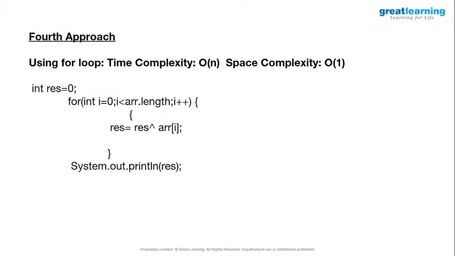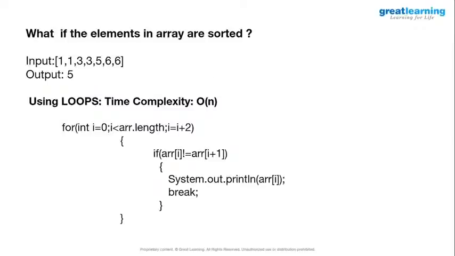So now, what if these array elements were already sorted? We used the earlier approach: when we sorted, we looped around and checked the first element with the second element. So 1 is compared with 1, 2 with 2, then 3 with 4. That's how we found out that this element is not repeated. If the array elements are sorted, as in the example 1 1 3 3 5 5 6 6, the output should be 5. Using loops we can do it, but can we do better is the question.